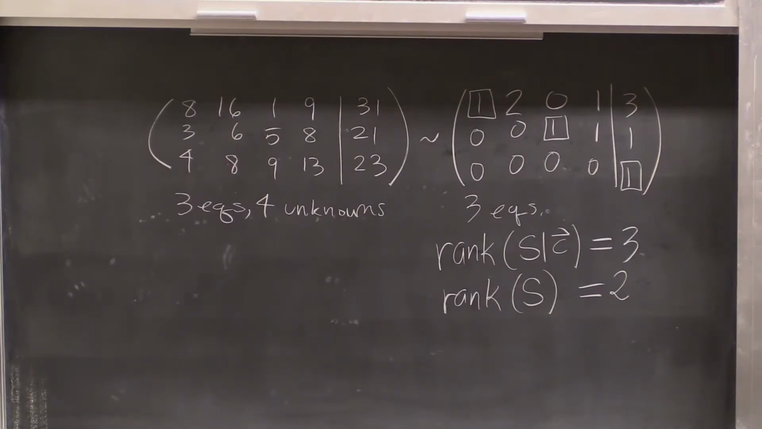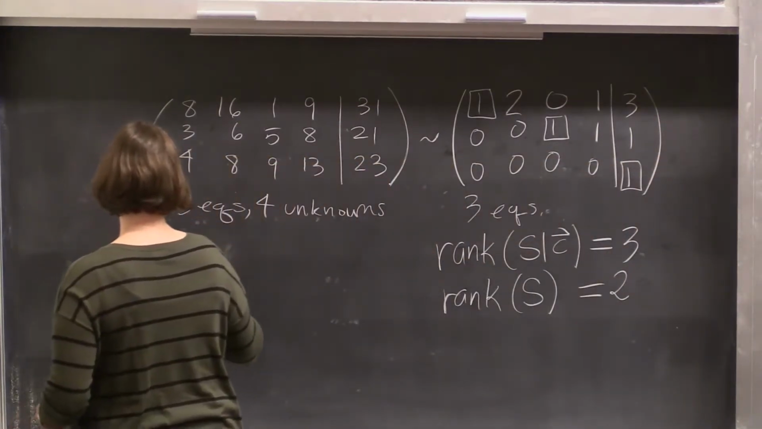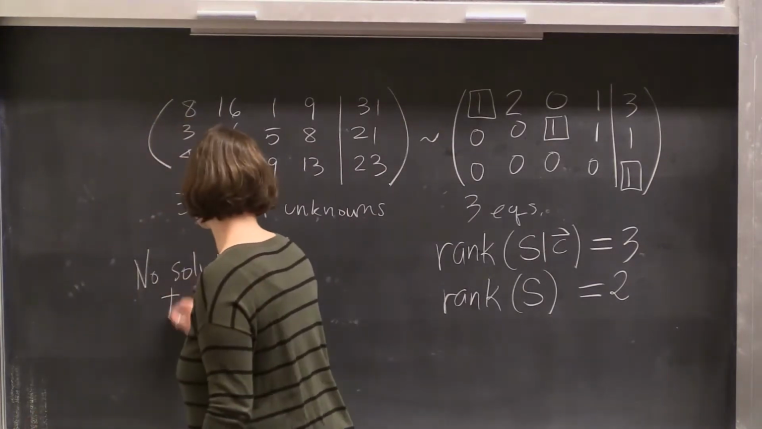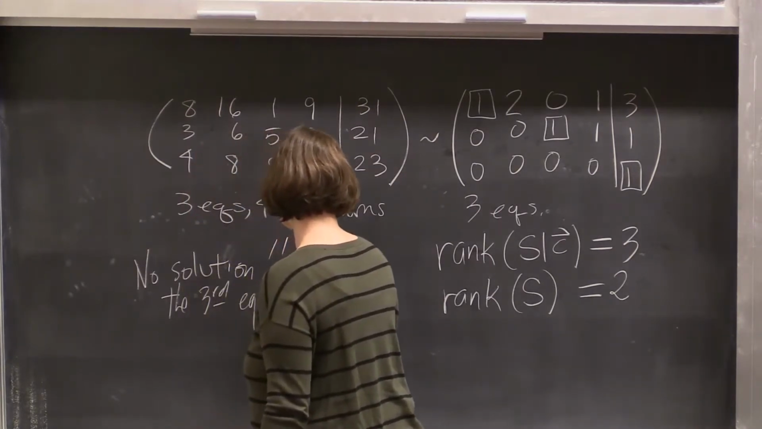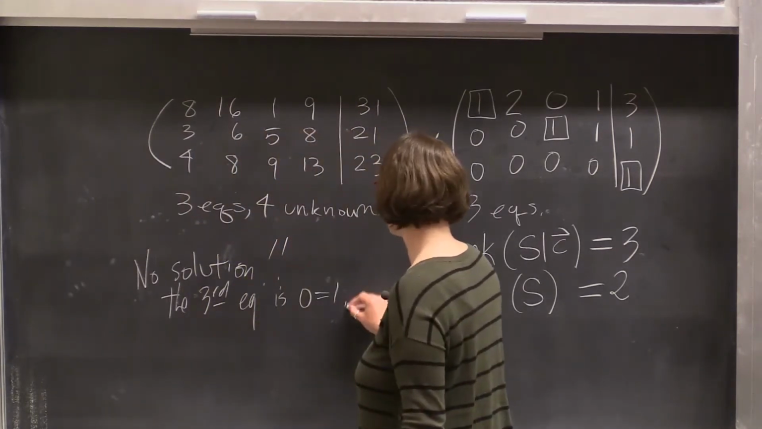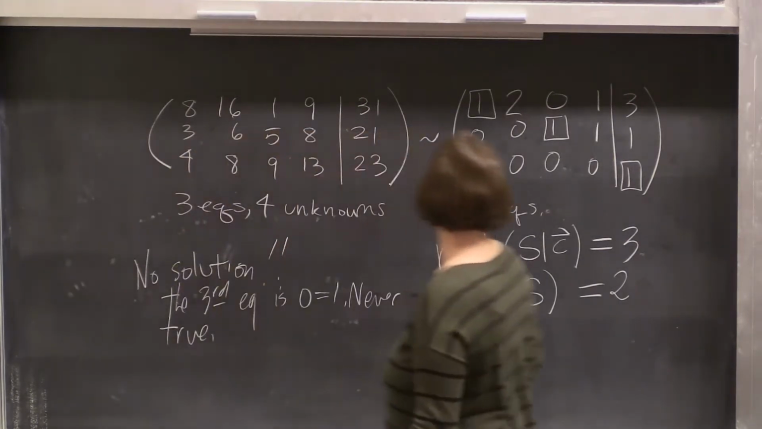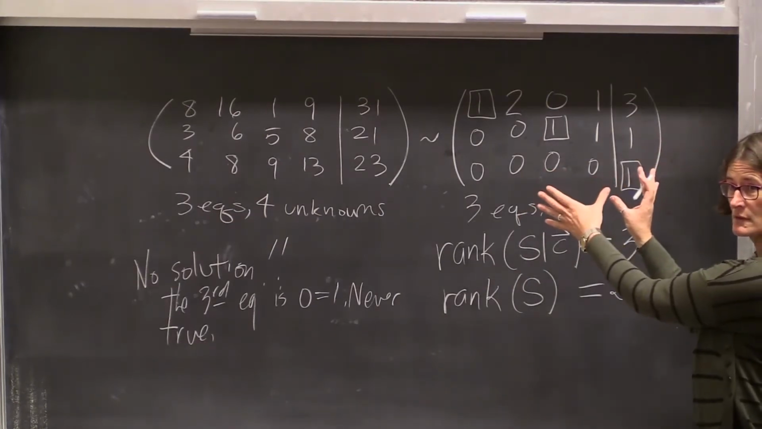Now, okay, that's just language. You don't really know why you should care. Is this linear system going to have any solutions? No, because the third equation is 0 equals 1. Never true. So that tells us that the linear system with this augmented matrix has no solution.